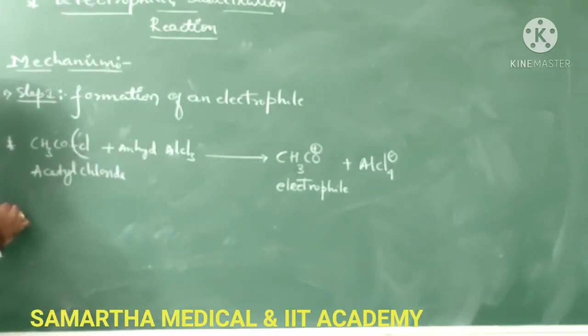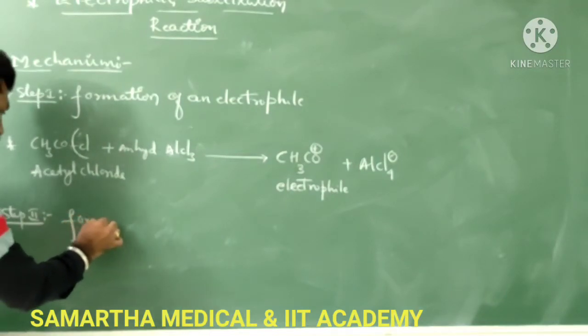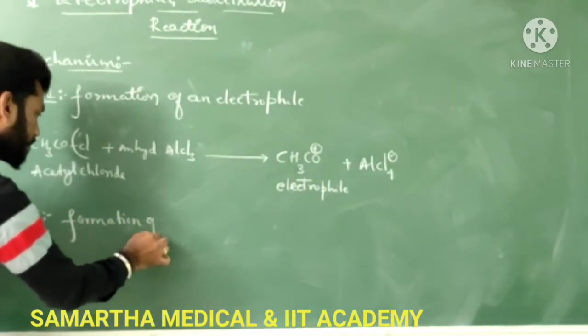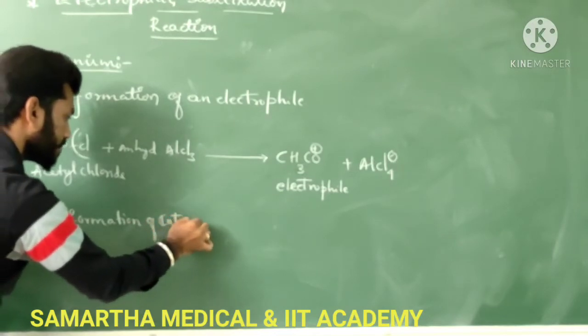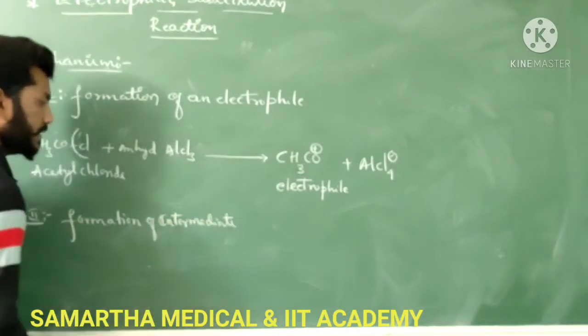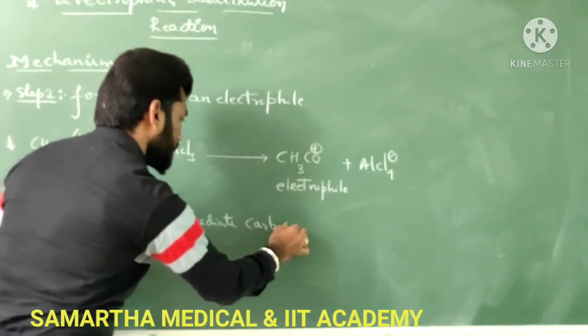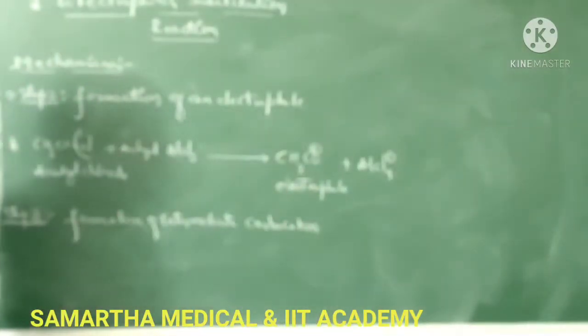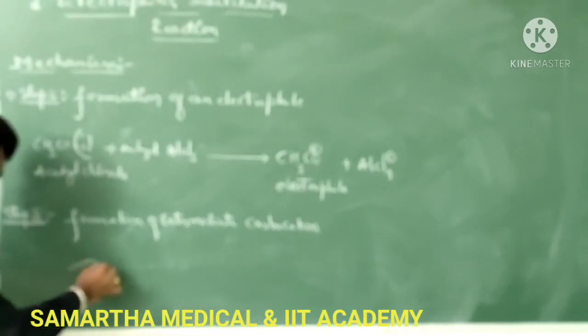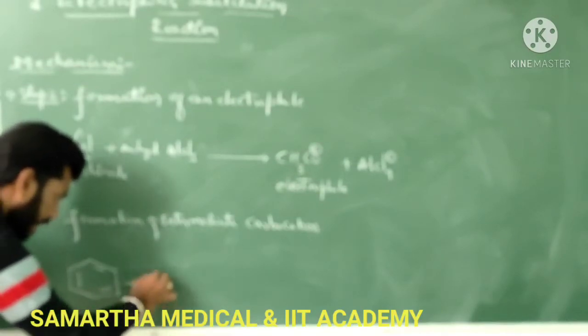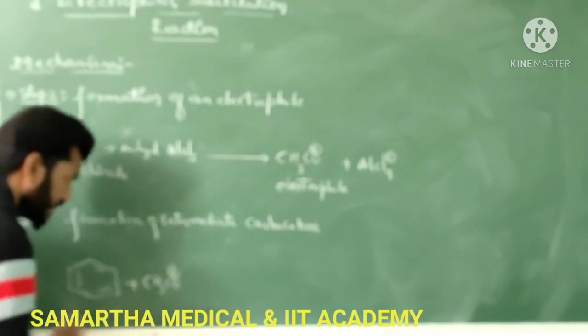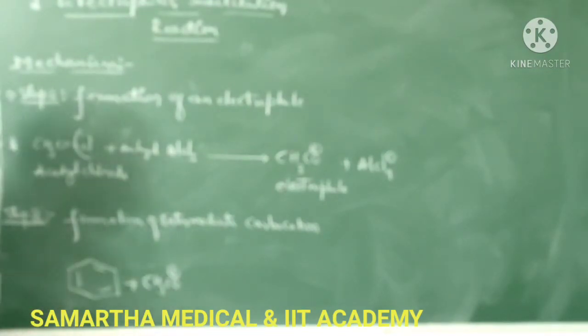And the second step will be formation of the intermediate carbocation. So look here, we have our aromatic hydrocarbon, nothing but benzene. That is going to react with our actual electrophile, the acetyl carbocation. What is actually going to happen now?